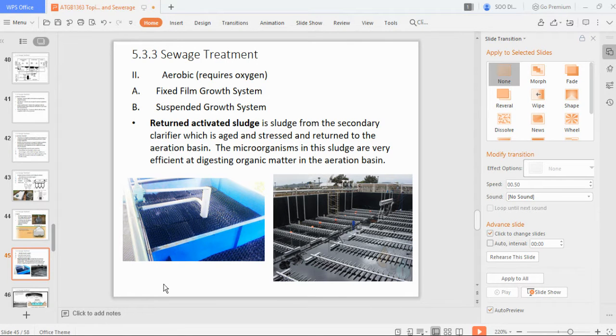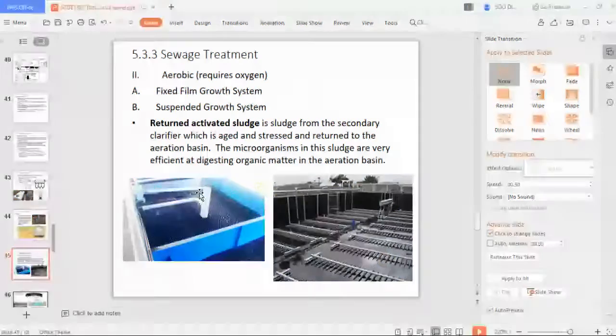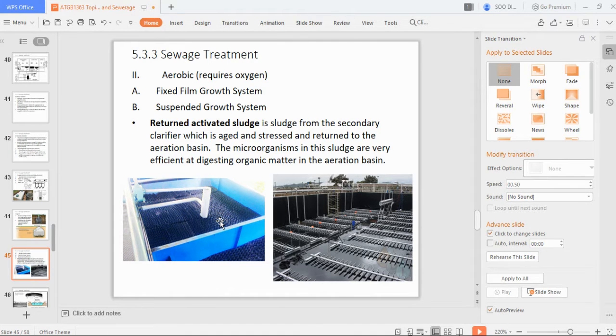So I never personally saw this fixed film growth system before, because it requires a film, and because it is a film, after a certain amount of usage, let's say maybe 3 to 5 years, the film needs to be replaced lah. So I don't really personally see this system before lah. Usually you have this suspended growth system, so you are just installing an air vent and pumping oxygen into this tank. So this is a more favorable system lah.